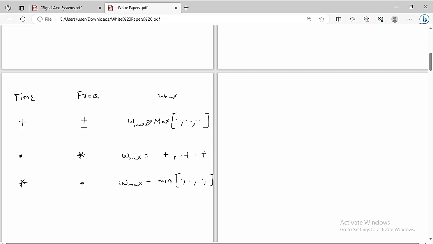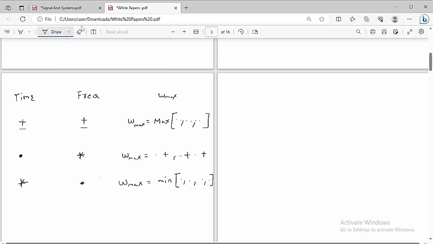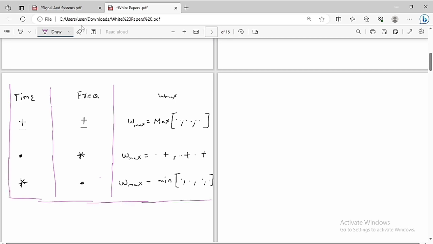I request you that if you remember this concept, then you can solve any type of question in a fraction of a second. So I request you to remember this table for your lifetime, so that you can build very good subject knowledge. Even if you don't remember this, if you have the idea of what happens in the frequency domain, from that we can say. Addition or subtraction means take the maximum value out of all these. Convolution means just go for the addition. Multiplication means go for the minimum.